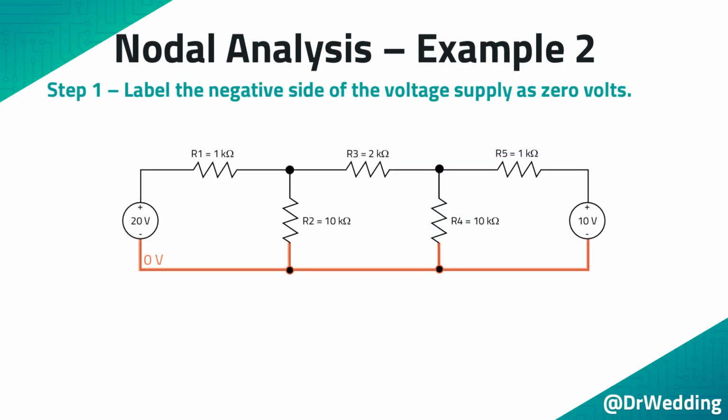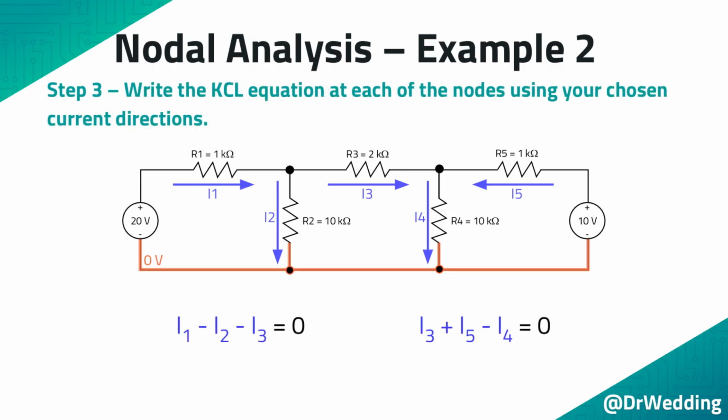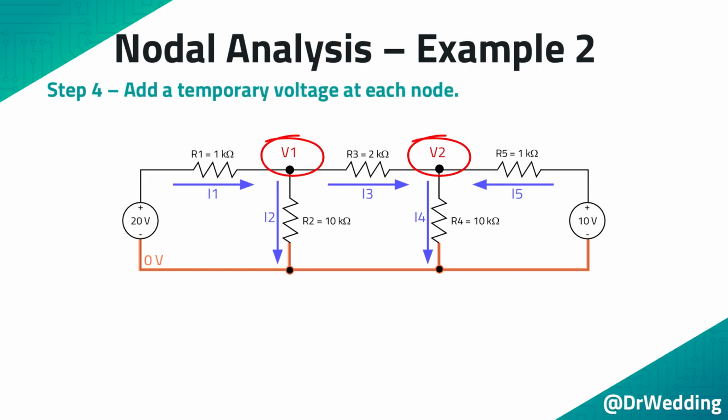Step 1. Label the negative side of the voltage supply as 0 volts. Step 2. Draw arrows to represent the currents entering and exiting the nodes, and give these arrows names. Step 3. Write the KCL equation at each of the nodes using your chosen current directions. Step 4. Add a temporary voltage at each node. The lower node does not need a temporary voltage because the entire lower node is 0 volts.